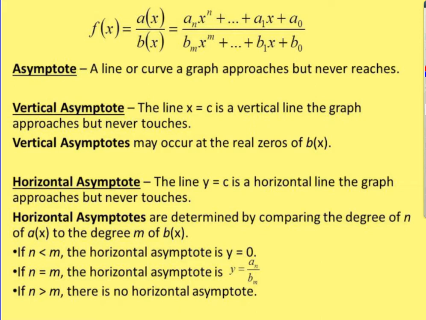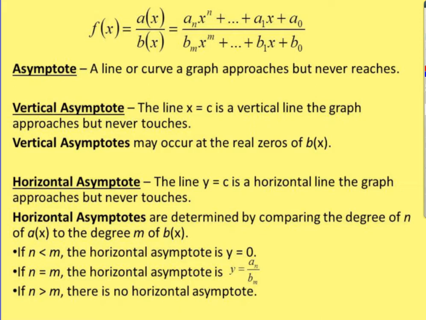The first one is a vertical asymptote. This is going to be a line of the form x is equal to c. It'll be a vertical line on the graph that it's approaching but never touches. We find our vertical asymptotes by finding all of the real zeros of b of x. So you're going to find all the zeros of the denominator. Anywhere you have a 0 in the denominator will be a vertical asymptote.